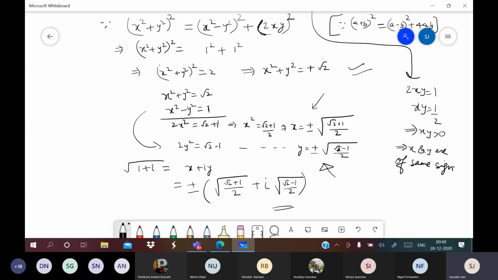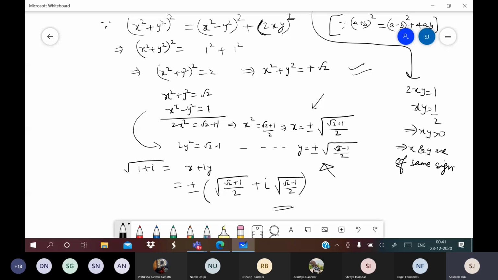This is our answer. If you have to read this answer, then outside the bracket either there is plus or there is minus. If I take plus there, then it will be root of this plus iota root of that. Both x and y are positive. If I take the negative sign outside the bracket, then both of them will be negative, because that is what is required in the question.